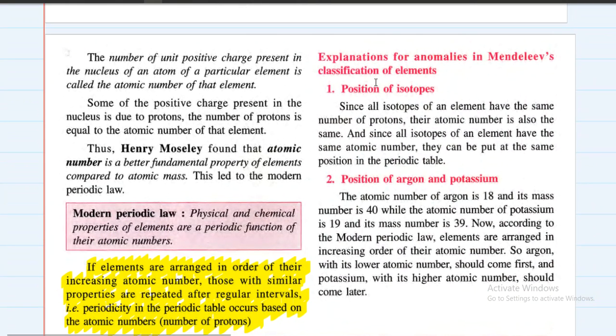Explanation for anomalies in Mendeleev's classification of elements. Number one, position of isotopes. Since all the isotopes of an element have the same number of protons, their atomic number is also the same, and since all isotopes of an element have the same atomic number, they can be put in the same position in the periodic table. So why did Mendeleev put all the isotopes together? This is the reason behind it.